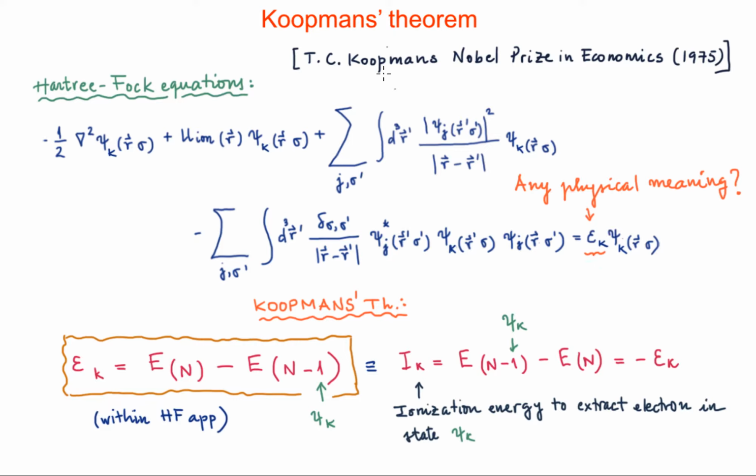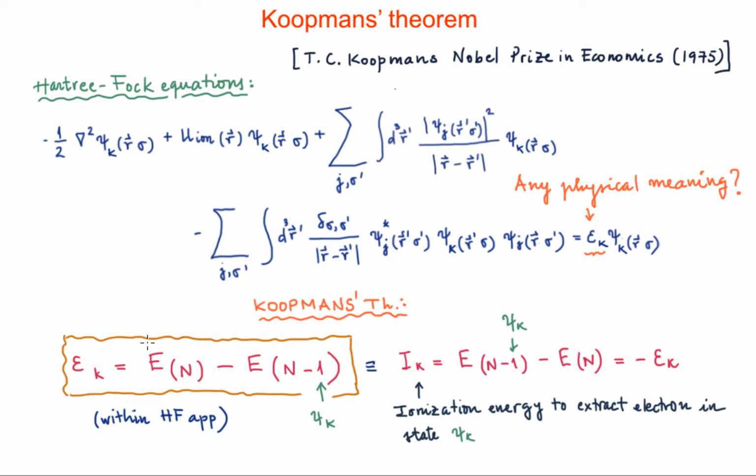And the answer, as I said before, comes from the Koopmans theorem, which basically states the following. This E_k, the Lagrange multiplier corresponding to state c_k, is, within the Hartree-Fock approximation, basically the energy for the n-electron system minus the energy for the n-1 electron system, considering that the electron you are removing from the system is in state c_k. And we are going to prove that.